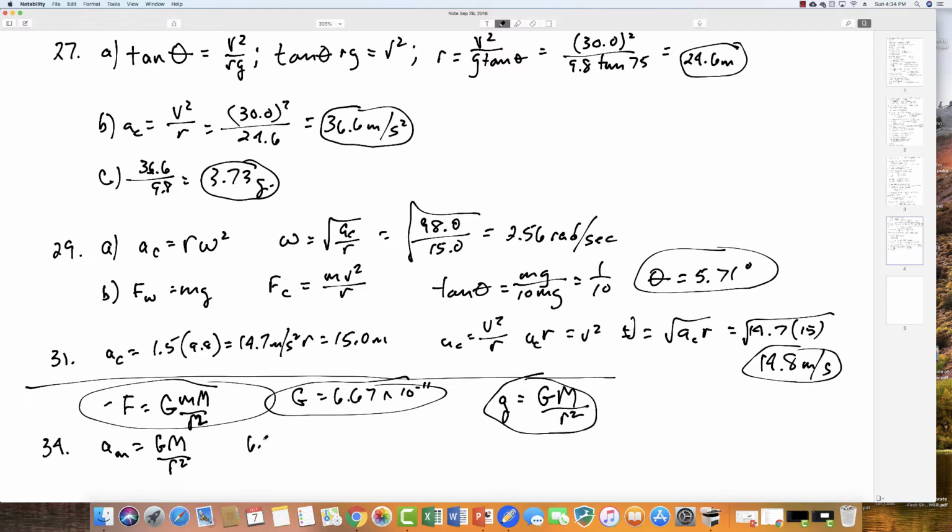The numbers are 6.67 times 10 to the minus 11 times the mass of the moon. I got the wrong number here, I'm sorry. The mass of the moon is 7.35 times 10 to the 22nd kilograms, and that's divided by 3.84 times 10 to the 8th meters distance squared. If you do the math here, you end up with the gravitational acceleration due to the moon on the Earth of 3.32 times 10 to the minus 5 meters per second squared.